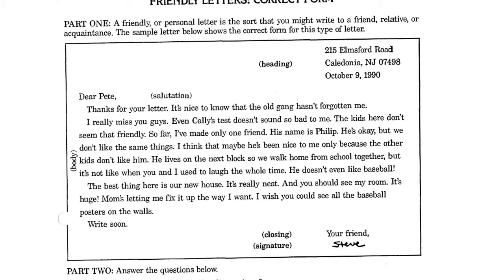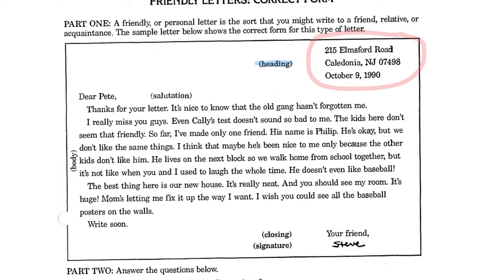A friendly or personal letter is the sort that you might write a friend, a relative, or acquaintance. The sample letter below shows the correct form for this type of letter. Even though this is typed, you can handwrite it. So if you notice that up in the corner, we have an address and it has the date on there. So the address is 215 Elmsford Road, Colindia, New Jersey, 07498, October 9th, 1990. This is what we call the heading.